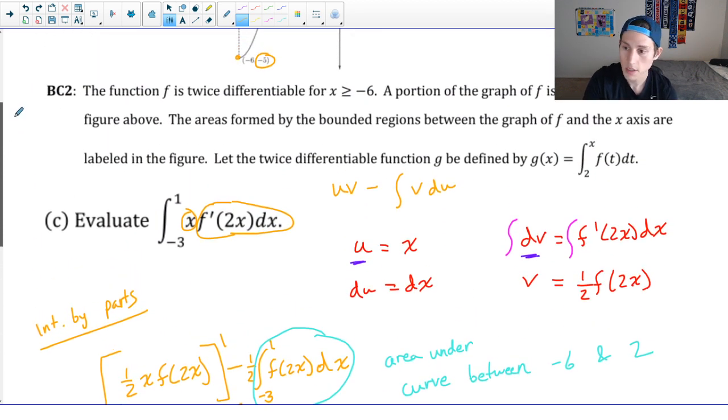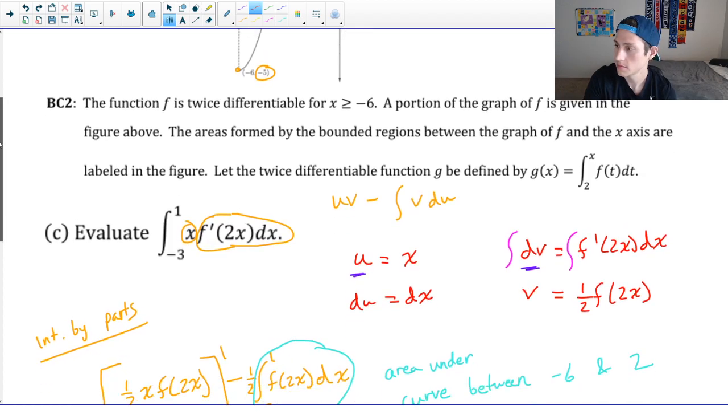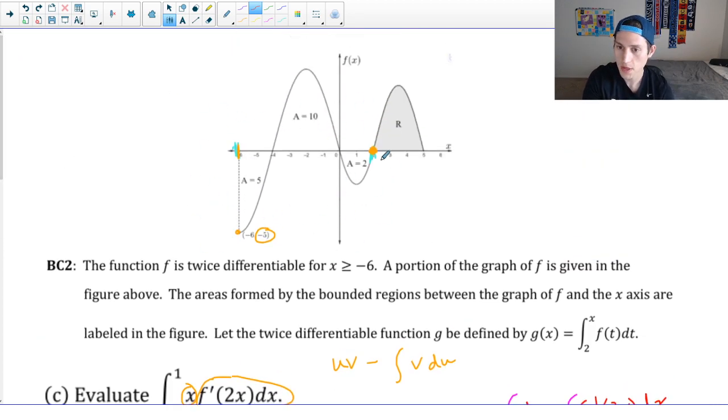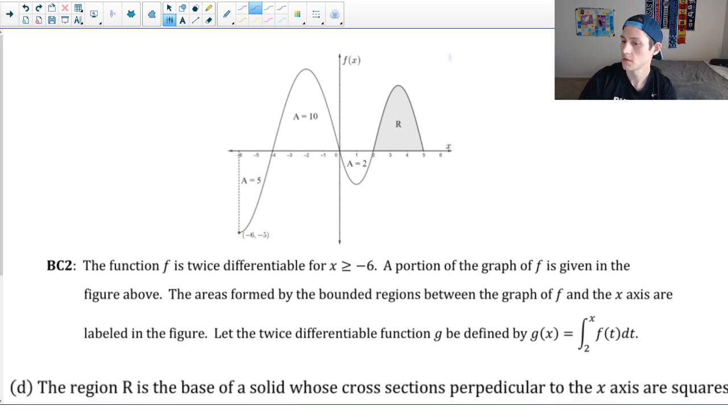So it's just practicing using integration by parts. Using areas of graphs. Okay, been working on that a little bit as well. Let's go to part D.